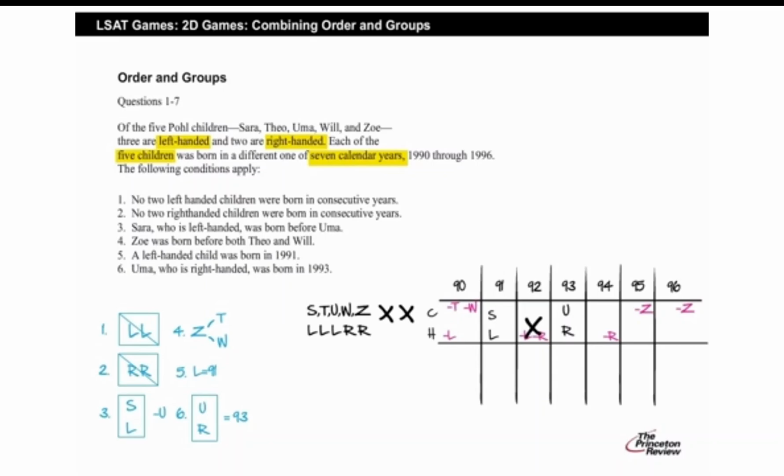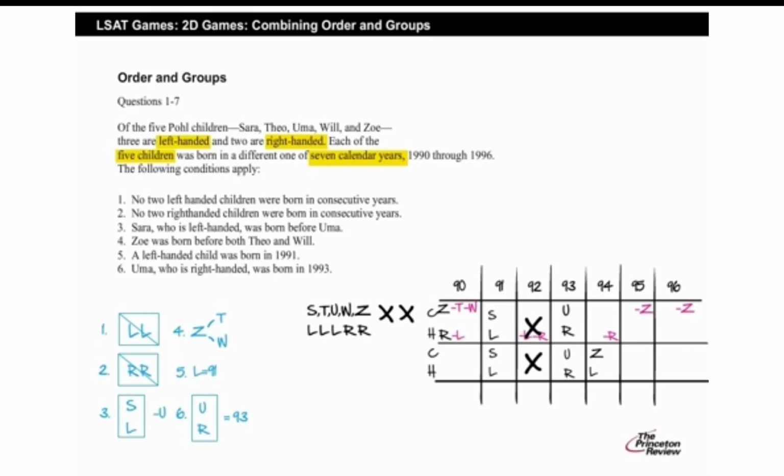Add a second 2D row just like the first to your diagram. Now, put Z as a right-handed child in the 1990 slot in the first scenario, and as a left-handed child in the 1994 slot in the second scenario. Now think about the remaining elements. What's left? T and W.